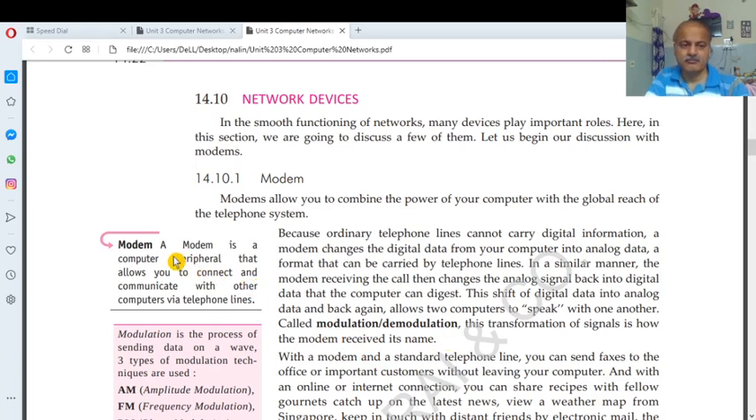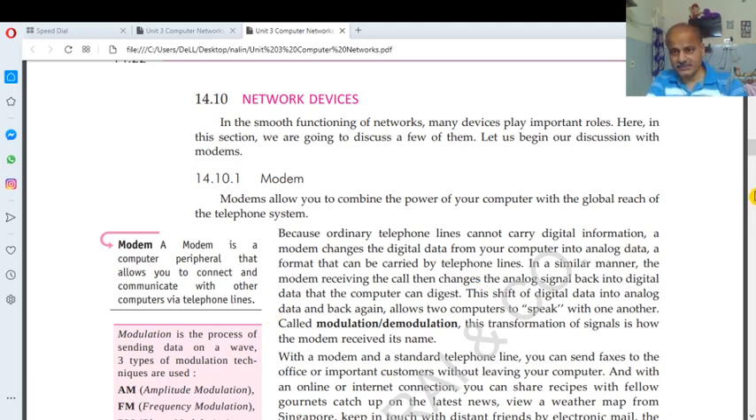Second, a modem is a computer peripheral, or a device, that allows you to connect and communicate with other computers via the telephone line. Third, a modem converts the analog signal into the digital signal and vice versa, meaning it converts the analog signal to the digital signal and the digital signal to the analog signal.